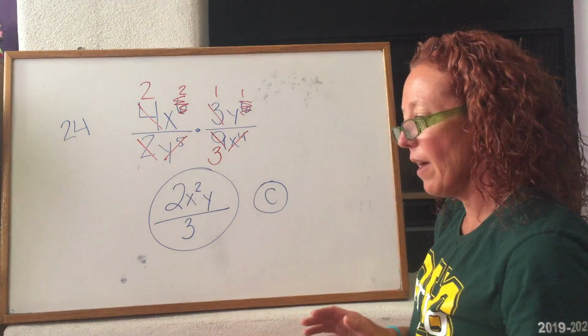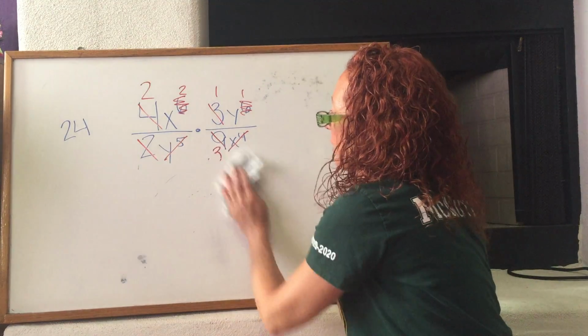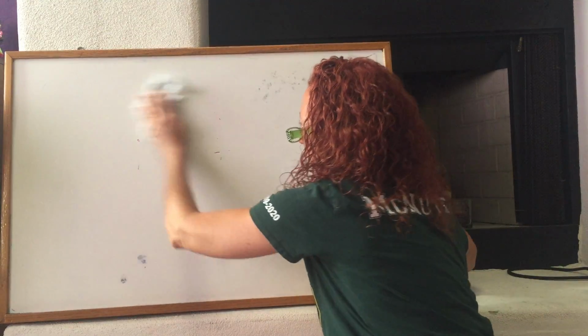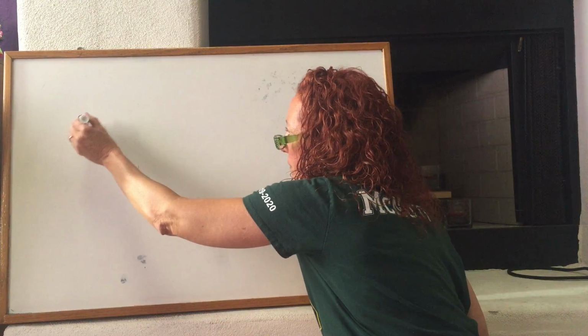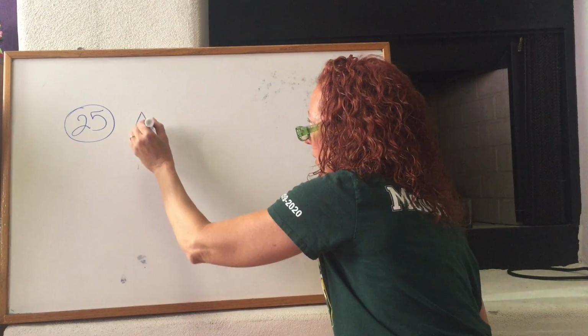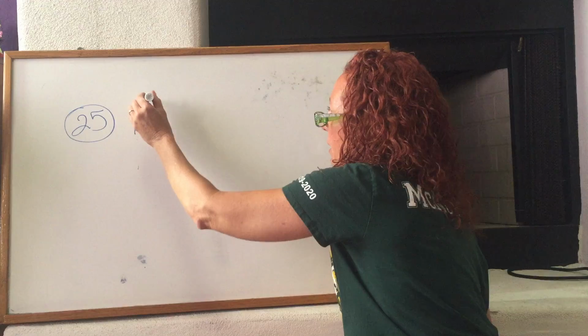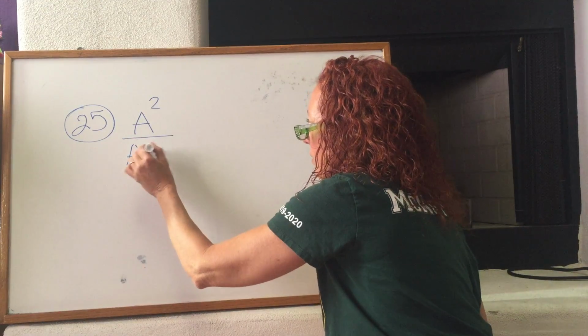All right, 25 is another multiply. Looks like this one's going to include some factoring. I wish I could just magically have all this appear for me and not have to write it down. So thank you for your patience.